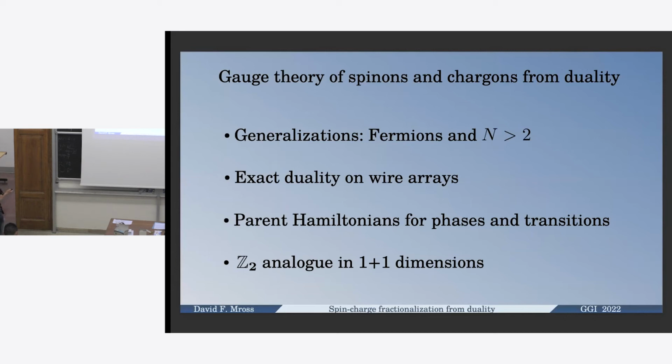That's one thing. Another thing one can do is, once I have this duality, I can use essentially known methods to derive it, not on this schematic level, but actually as an exact transformation on so-called coupled wire arrays, and can use the same thing to derive semi-microscopic models which would realize all kinds of phases and transitions in this vicinity. And finally, there's a Z2 relative of this kind of spinon-chargon decoupling.